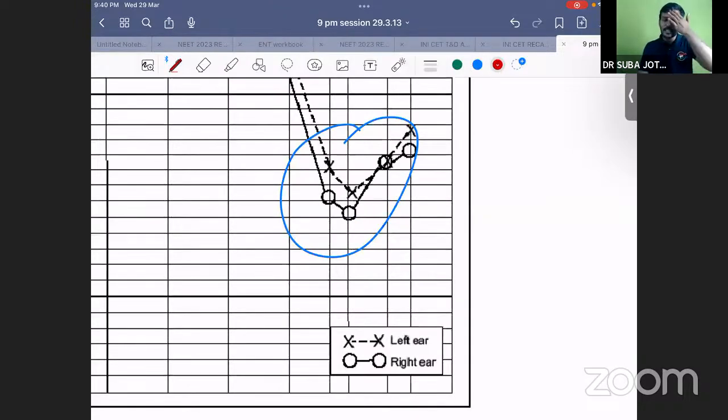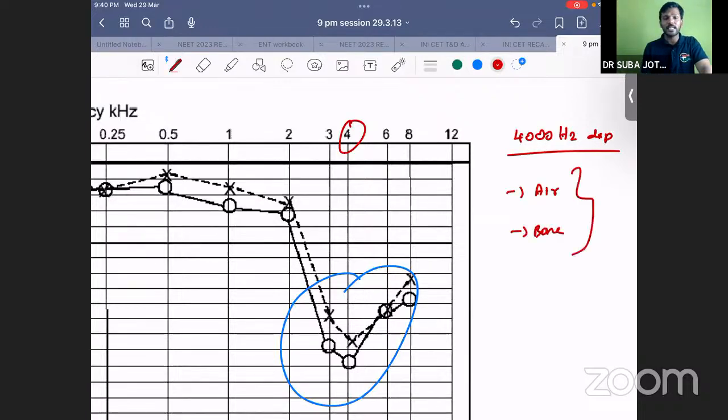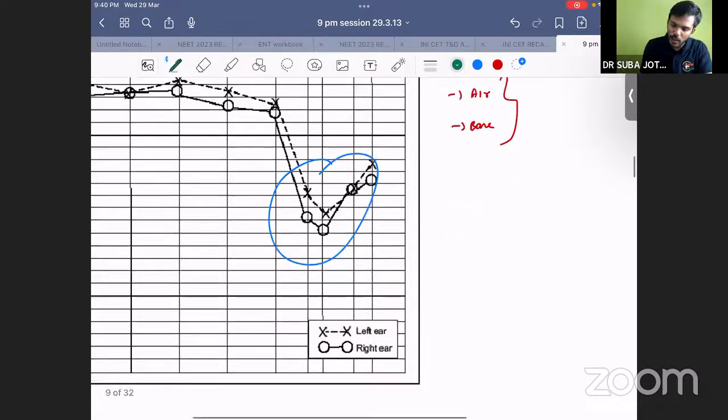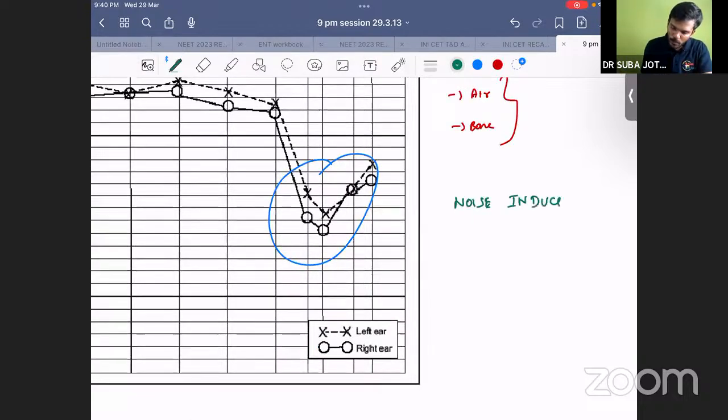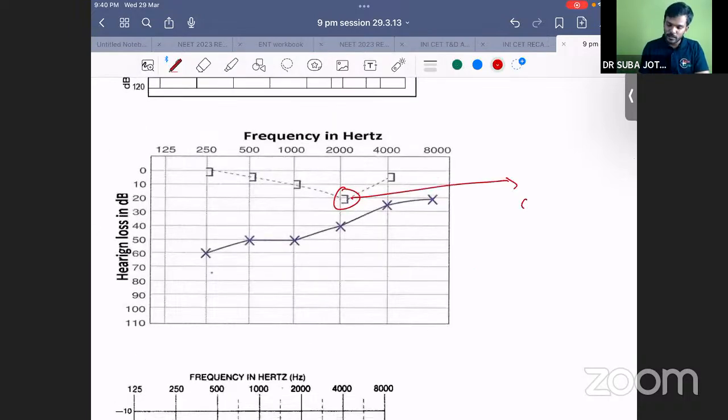Dr. Mohan, you are correct. Anyone, please answer? Any others? See, a 4000 Hertz dip, in both air conduction and bone conduction. People, this question is for you. What is this curve called? What is the diagnosis for this particular audiogram? Yes, spot on. Noise induced hearing loss or acoustic dip. Clear? Yes, noise induced hearing loss. Okay.